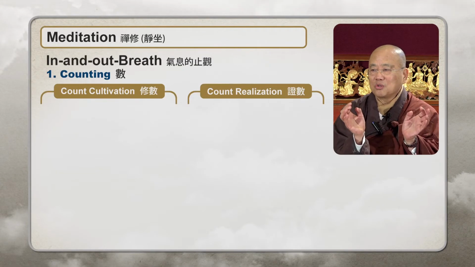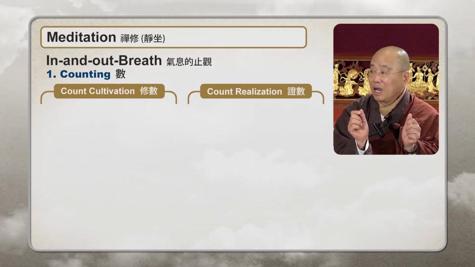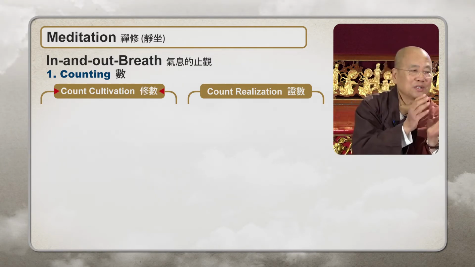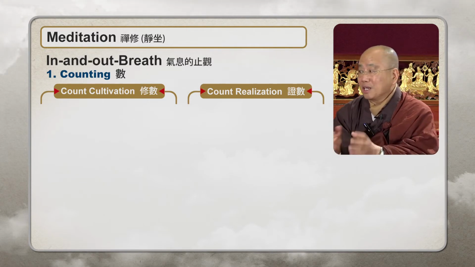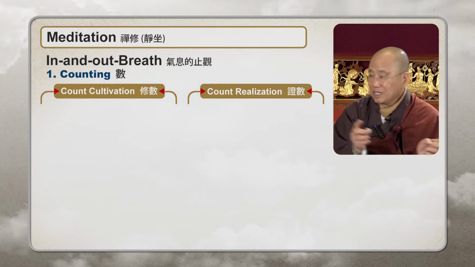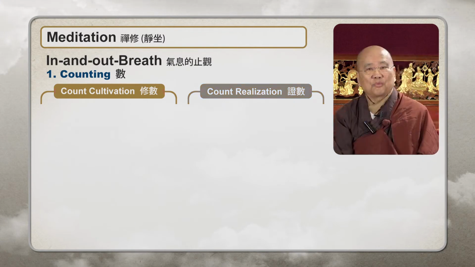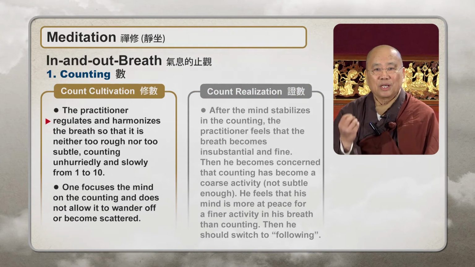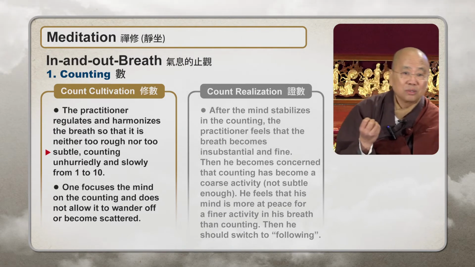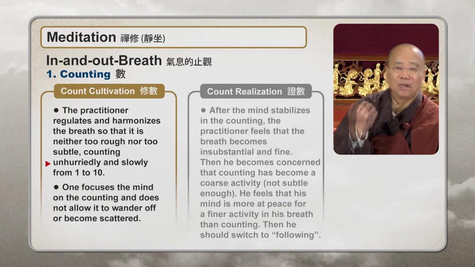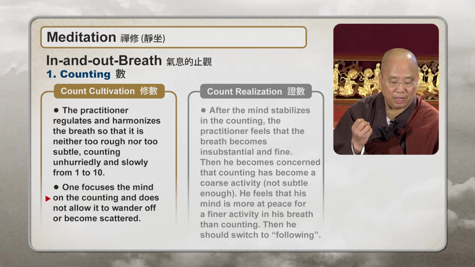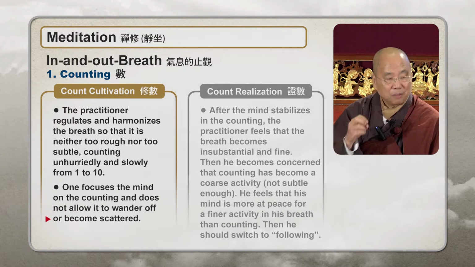When we say counting, the sutra breaks it down into two parts. Cultivation. Cultivating count. Cultivation is the cause and realization is the effect. So cause will lead to the effect. First we go into the cultivation of it. How do you do it? The practitioner regulates and harmonizes the breath so that it is neither too rough nor too subtle, counting unhurriedly and slowly from 1 to 10. One focuses the mind on the counting and does not allow it to wander off or become scattered.